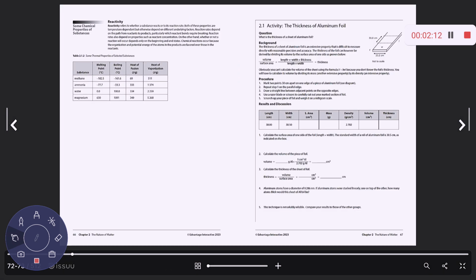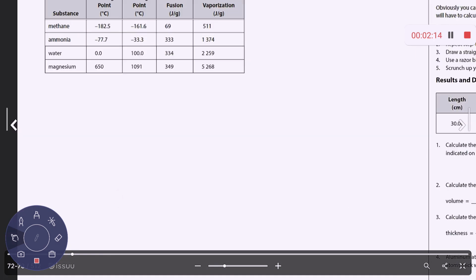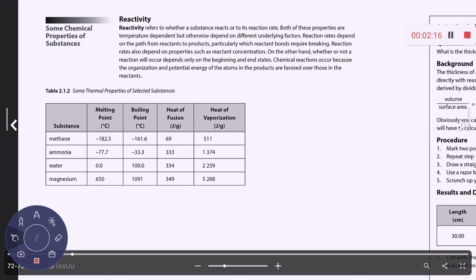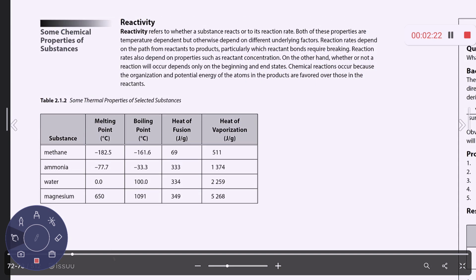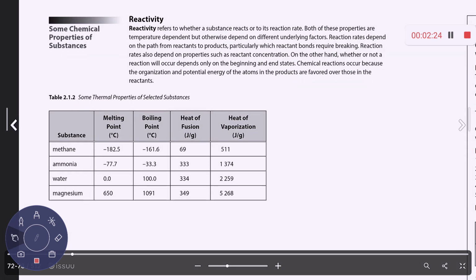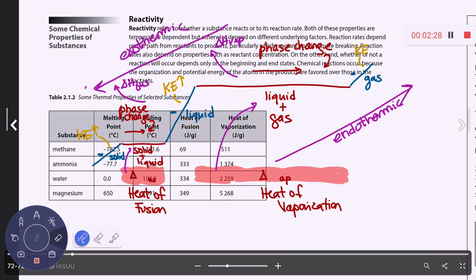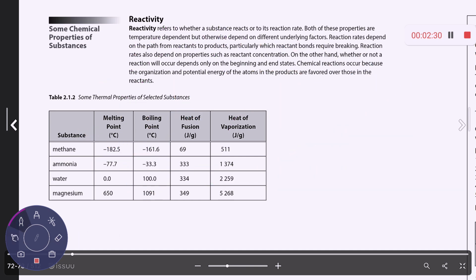Okay, so there are a lot of things that predict whether something is going to be reactive or not. Like the temperature could influence it. If we have a higher temperature, a chemical reaction may occur. How fast it happens depends upon whether you have really strong bonds, which I'll talk about later.